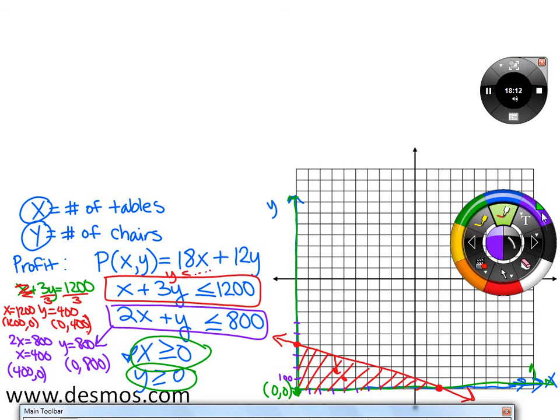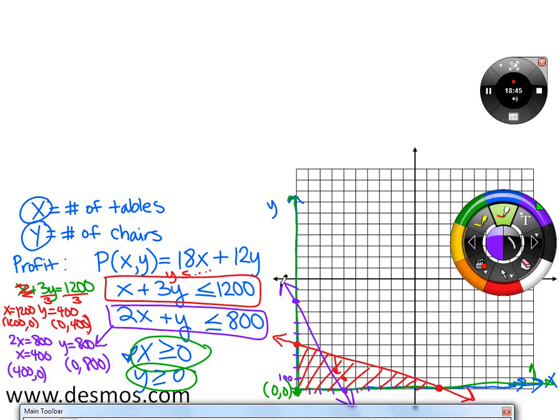So I'm going to put this on the graph. This line crosses the x-axis at 400 and the y-axis at 800. So I'm going to go ahead and plot those points and draw the boundary line. Again, solid or dashed for this boundary? Solid, because it's included. Okay, there's my boundary line.